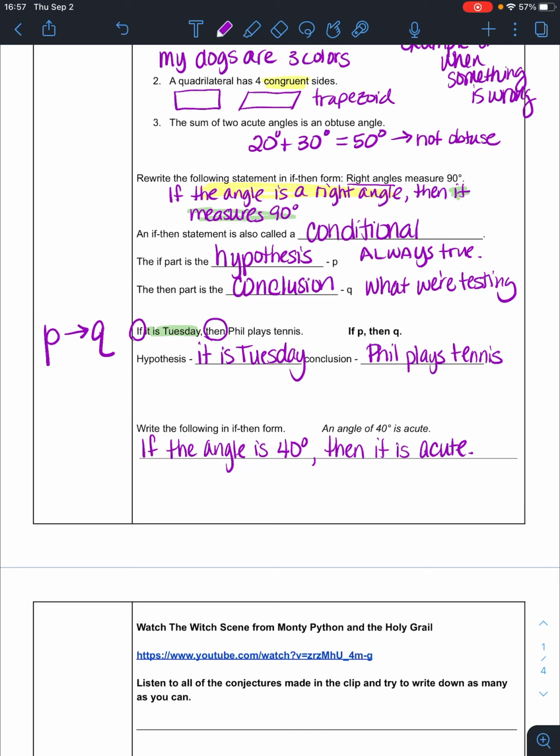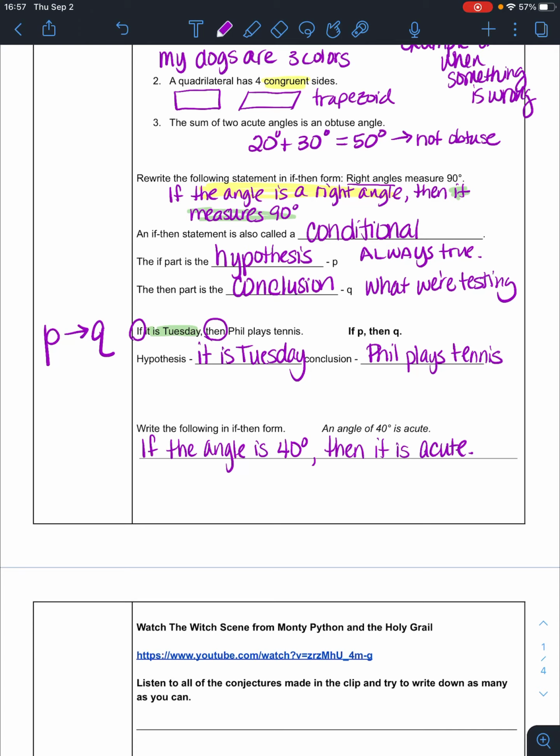This is a programming idea, right? We do these if-then statements in programming. You can use them in an Excel document. I use it all the time in Excel: if it's less than 70, highlight it red. That's what happens in the grade book in Hack. When you have a failing grade, it may show up in red. So this is very common logic used in a lot of places in the real world. So, if the angle is 40 degrees, then it is acute.